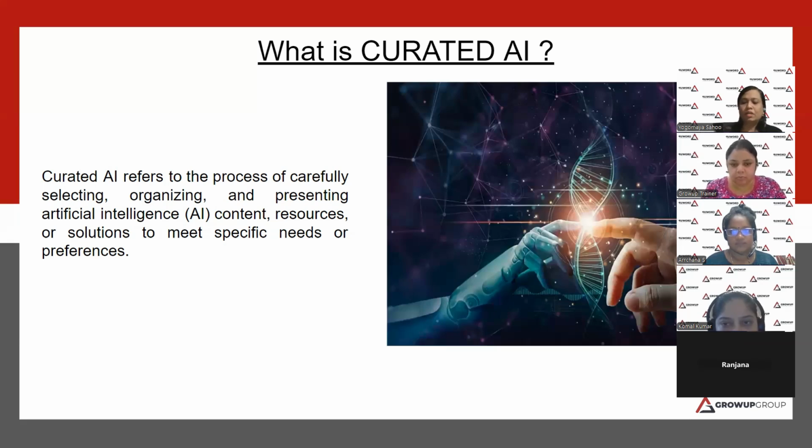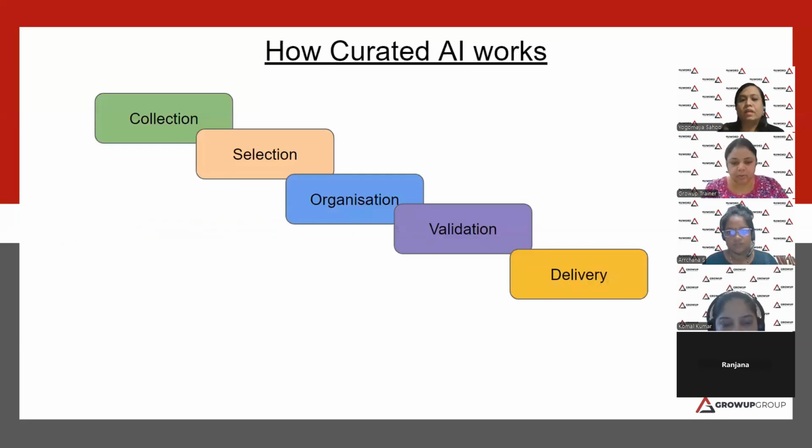We will go into how it works. Curated AI works in 5 stages: collection, selection, organization, validation, and delivery. Collection means curated AI gives you better results and highly accurate data. First it will collect data from different sources, and it will collect the real, valid data.